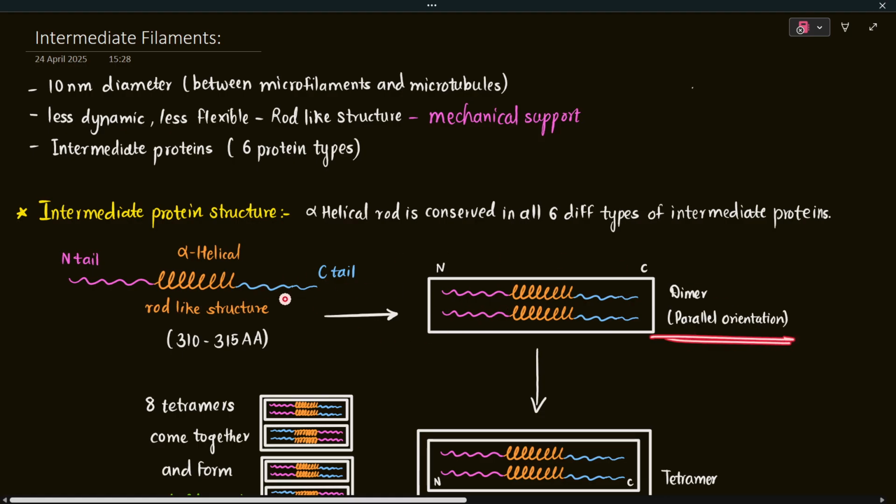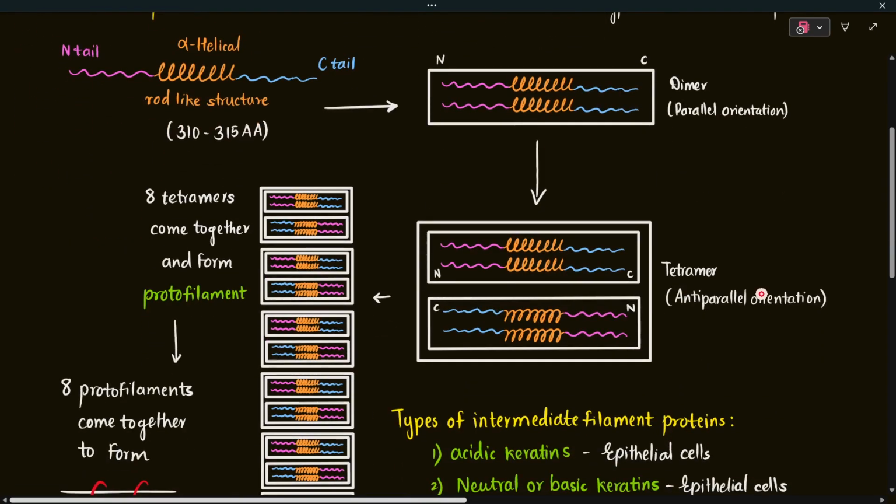So two intermediate proteins come together to form a dimer, and then two dimers come together in anti-parallel orientation to form a tetramer. This is a very important detail: the dimer is formed in parallel orientation, but the tetramer is formed in anti-parallel orientation. Then 8 such tetramers come together in parallel fashion.